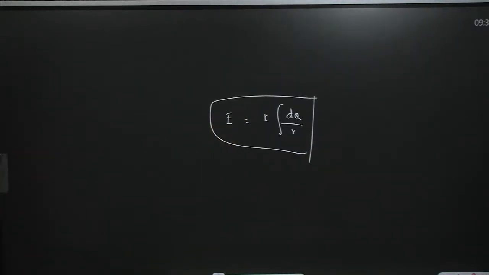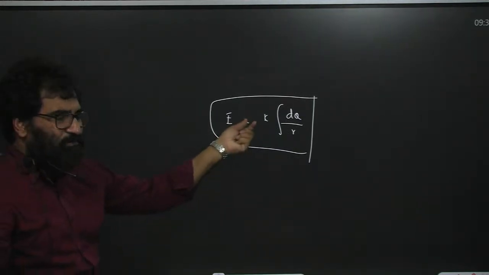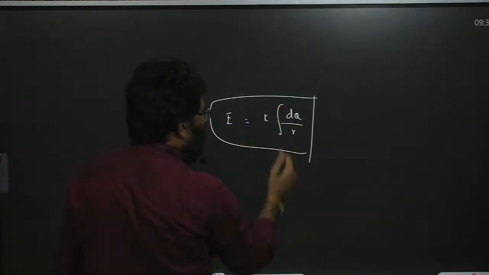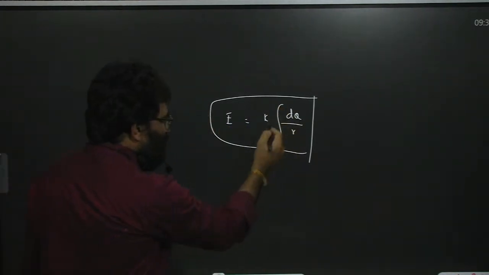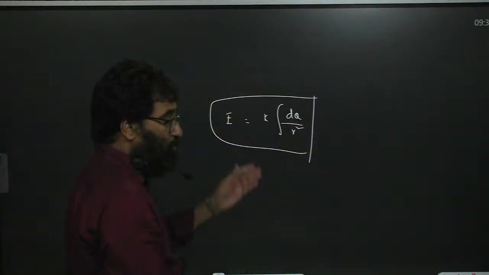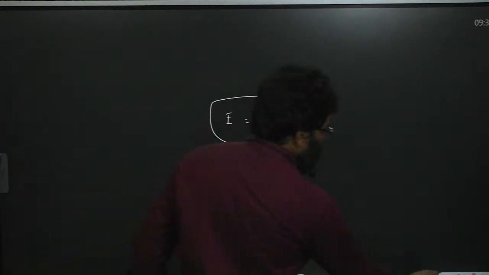K is equal to what? 1 by 4 pi epsilon. When the medium is changing, we just replace it with 1 by 4 pi epsilon. So field at any point we are able to get as k dq by r square, not r. K q by r square, not potential.